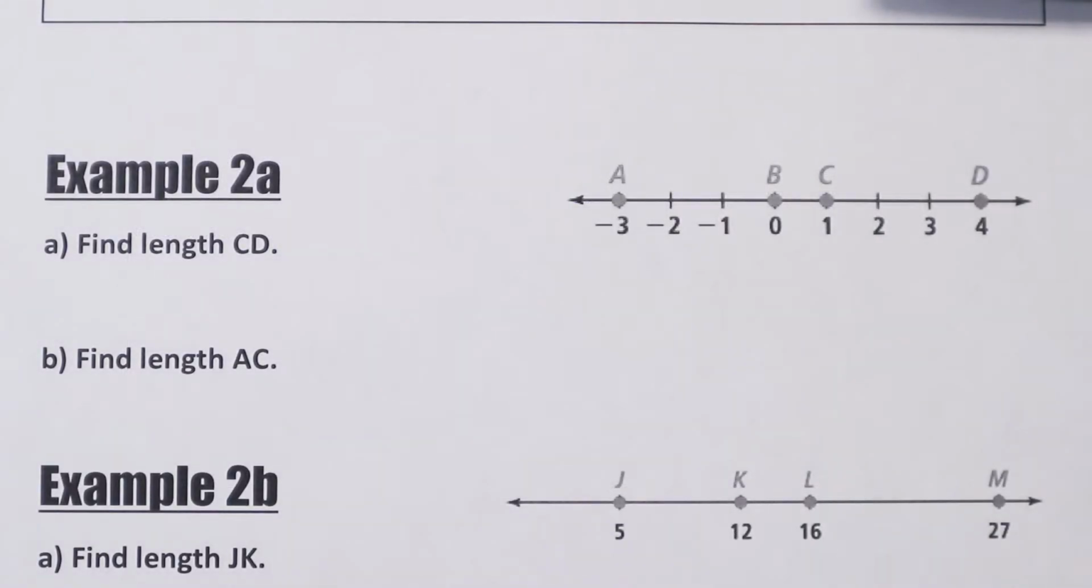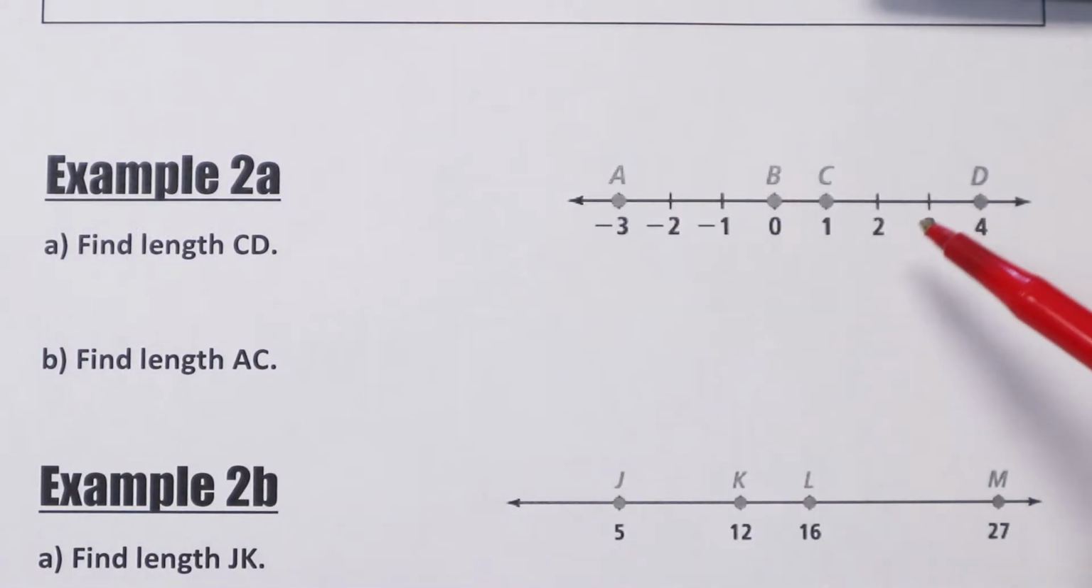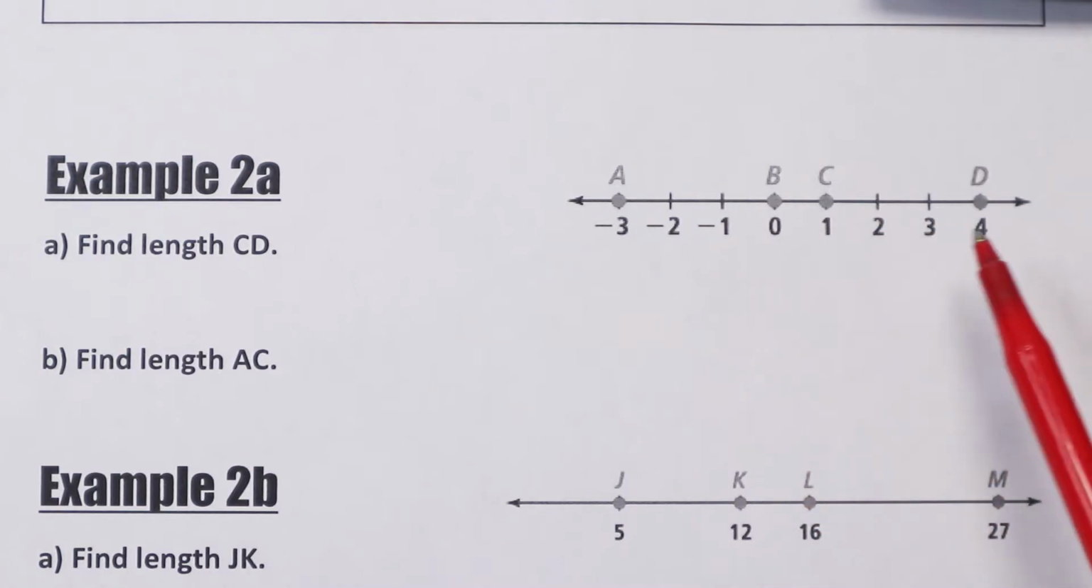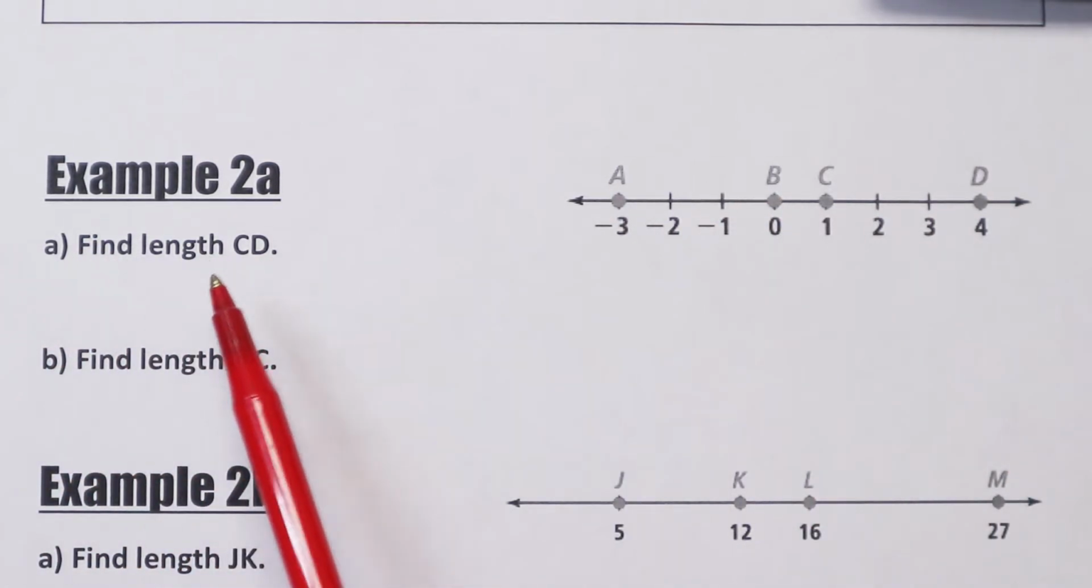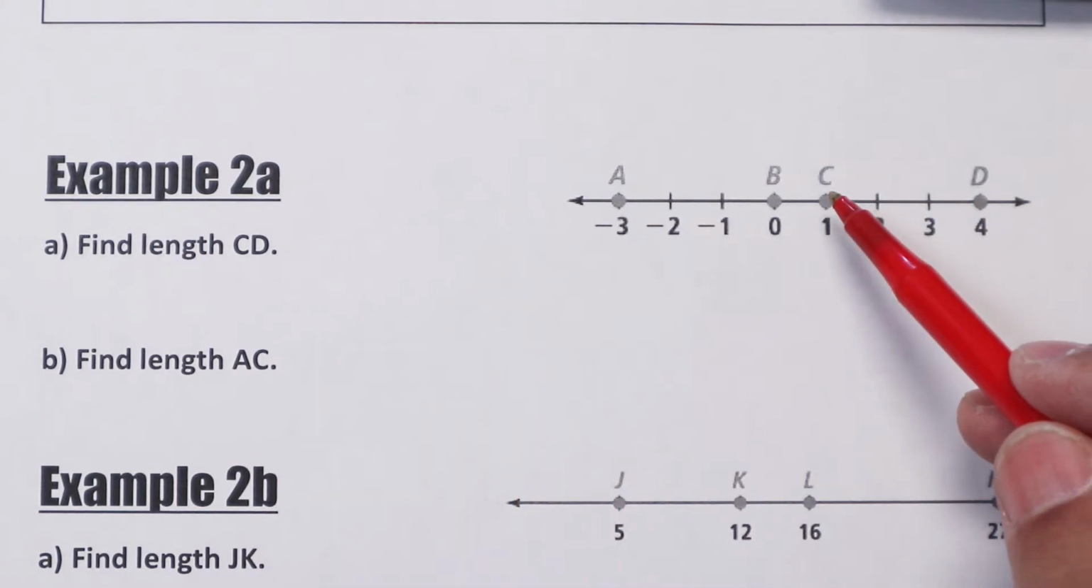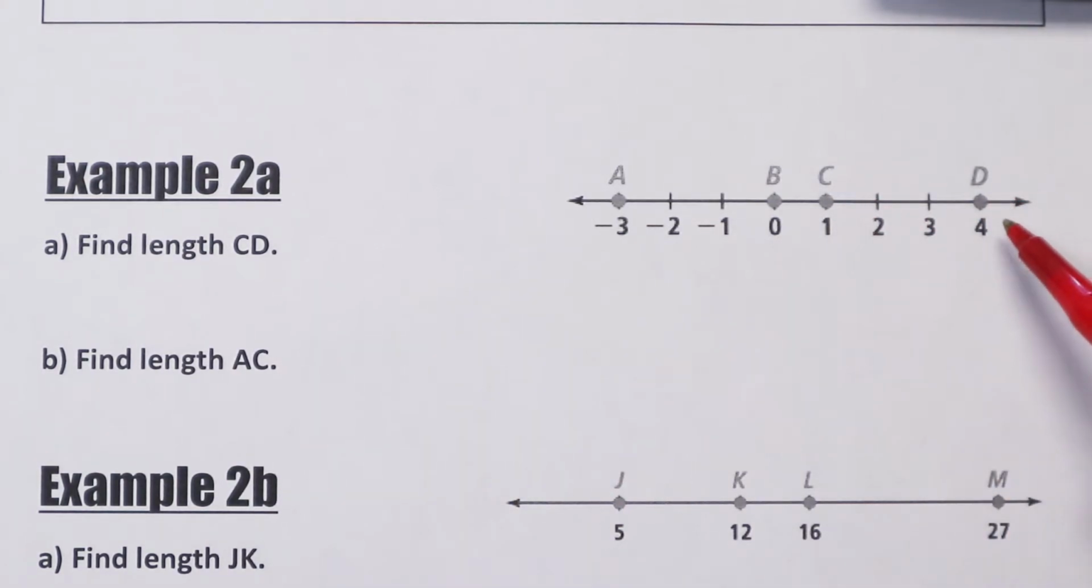Let's take a look at example 2a. In example 2a, you have a diagram here, and I see that there are 4 points with coordinates for each one. So for part A, it says find length CD. So I see that C is at coordinate 1 and D is at coordinate 4.